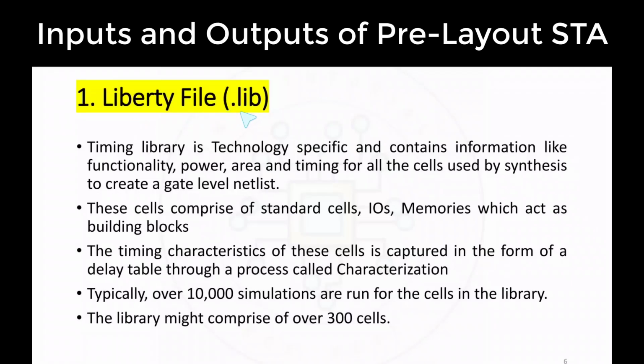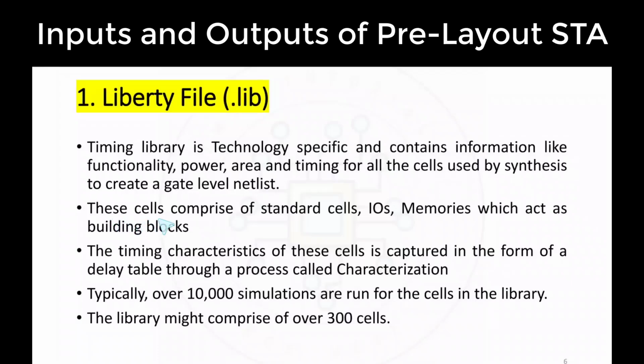Here .lib means library. The timing library is technology specific and contains information like functionality, power, area and timing for all the cells used by synthesis to create a gate level netlist. If you have not watched my previous videos on synthesis, please go through that video, then you will understand how we are getting the gate level netlist.